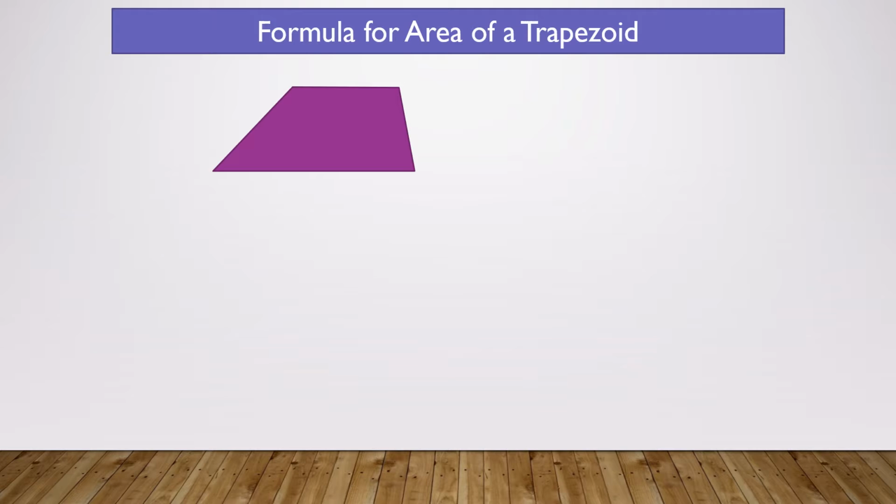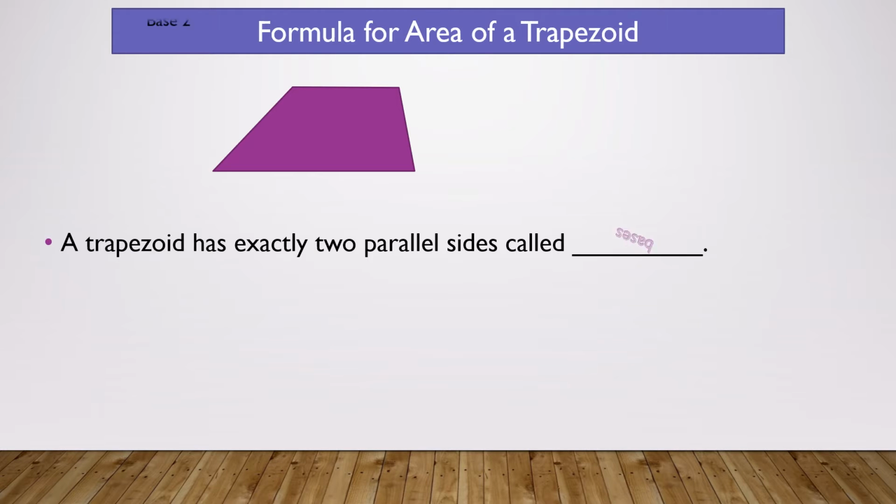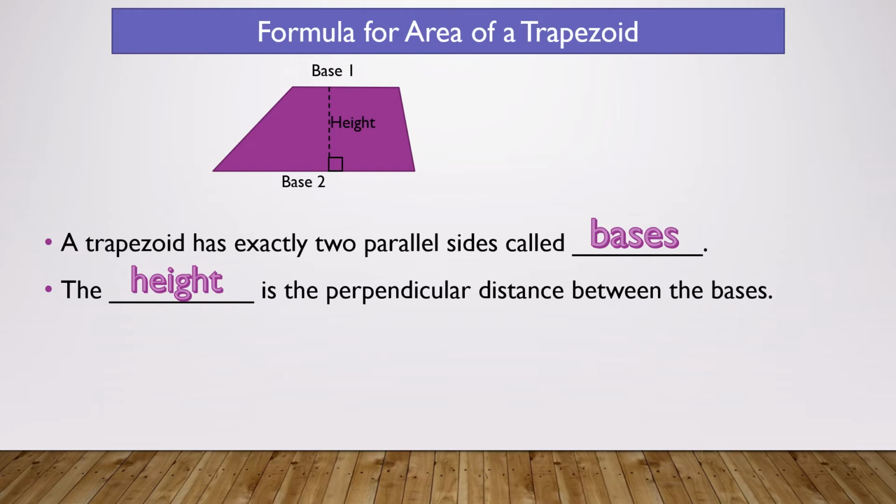a trapezoid has two parallel sides called bases. Now make sure that you write this on your notes. So base 1 and base 2. Notice how both those bases are different lengths. The height is the perpendicular distance between the bases, so again it has to make a 90-degree angle.